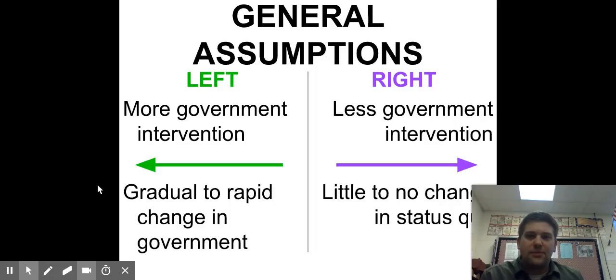If you're on the right side of the political spectrum, most likely you're going to want less government interaction. You want government involved in your life as little as possible, especially in the economy when it comes to your tax dollars and your paychecks and things like that. And people on the right would also argue that they want little to no change in the status quo, meaning they want to keep things the way they are, right? Let it be. Let society make changes. We don't need the government to legislate change.